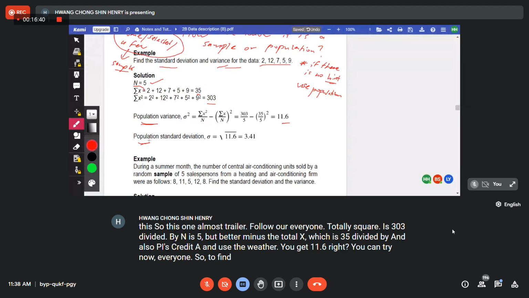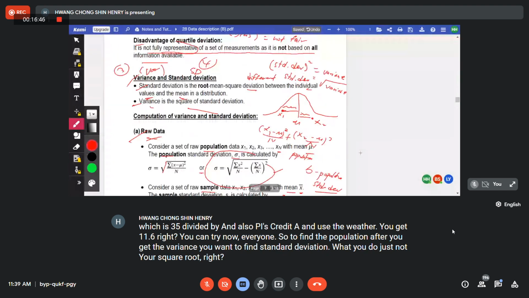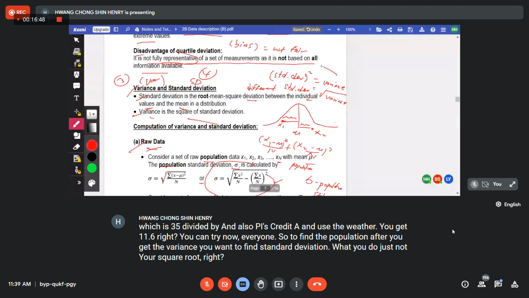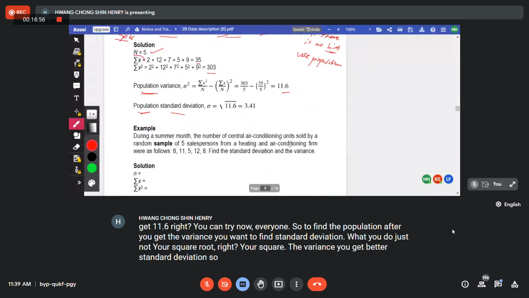So after you get the variance for the population, you want to find the standard deviation. What do you do just now? You square root, right? You square root the variance, you get back the standard deviation. So you square root 11.6, you get 3.41. Try it, everyone.